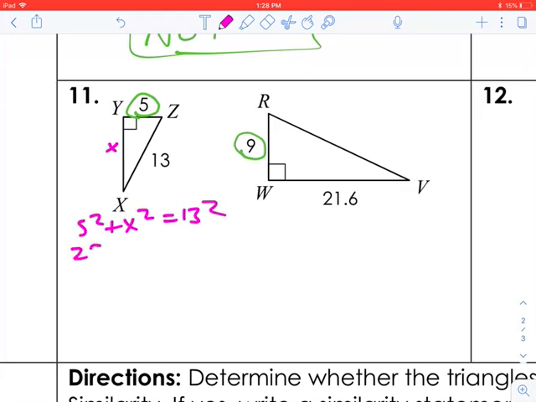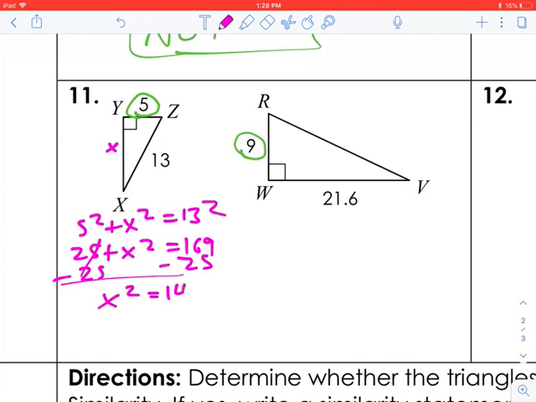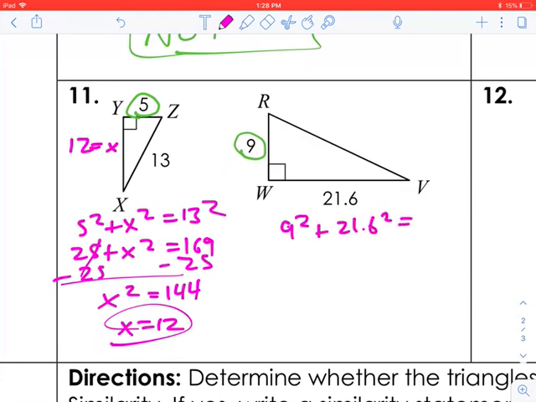So that's 25 plus x squared equals 169. Subtract 25, yeah, x squared equals 144. And so that x equals 12. So this is 12 here. And then same thing on the other side. 9 squared plus 21.6 squared equals, we'll call that y, so y squared.